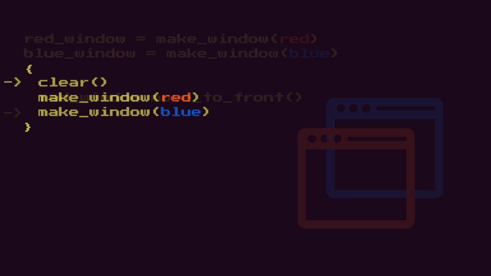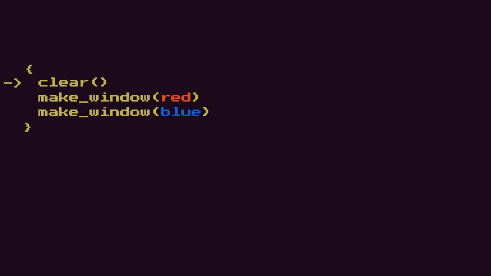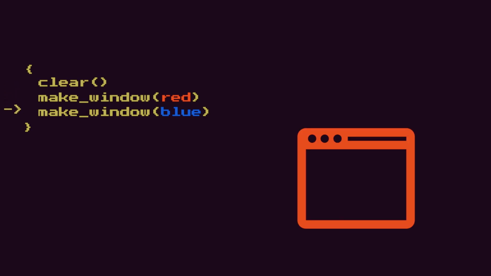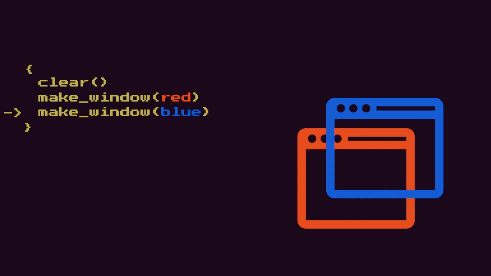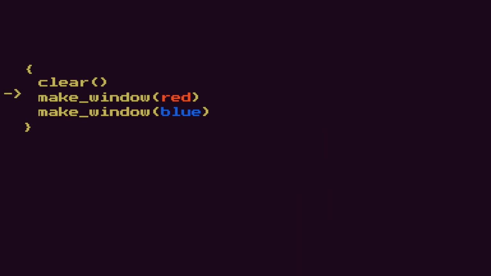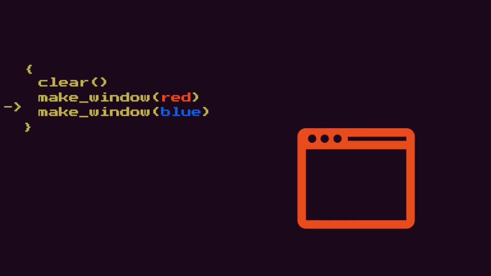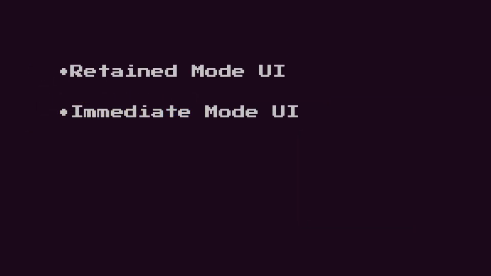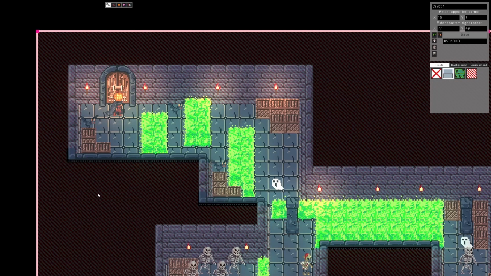On the other hand, in the immediate mode UI, the state is cleared and rebuilt every frame. So in this example, there is no initialization code, and to change the windows' presentation order, the order in which the windows are created has to be swapped. Both modes have their pros and cons, but I won't go into details in this video. In the past, I have created both retained and immediate mode interfaces, and this time I decided to go with immediate mode again, as it's just simpler to implement.